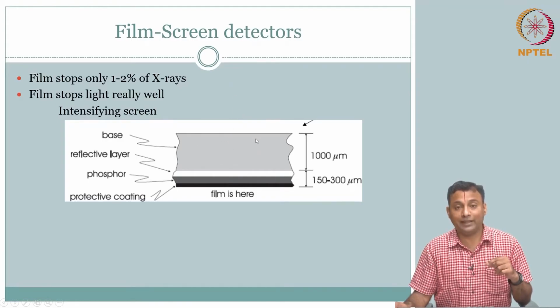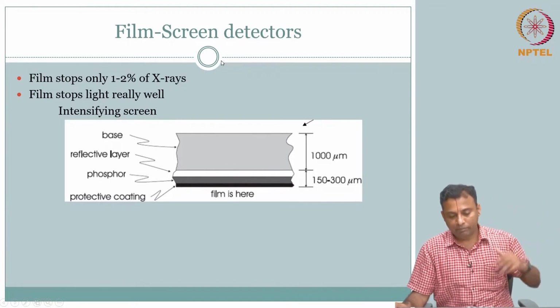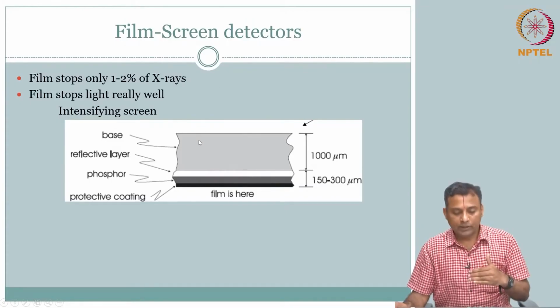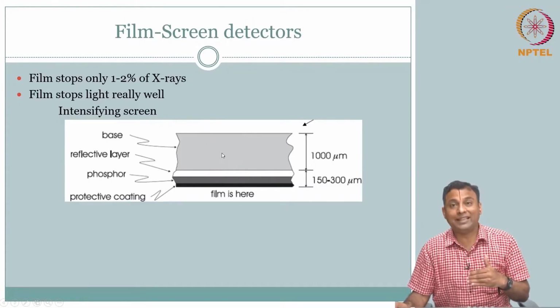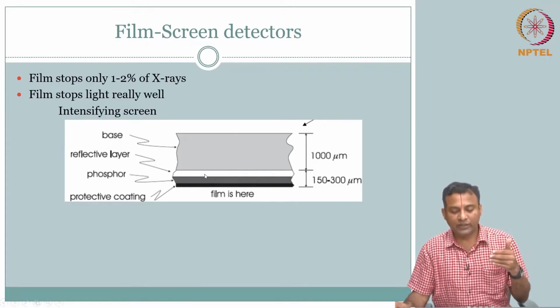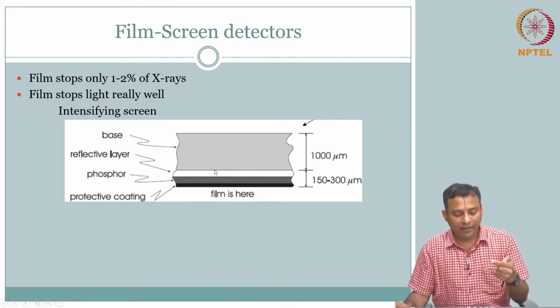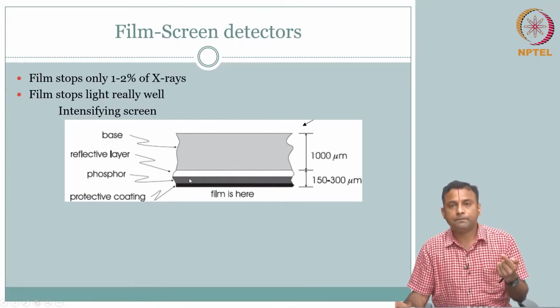These are all supposed to be transparent; they shouldn't interact with the X-rays. They should pass, because that's coming from outside the body. These are just providing some mechanical sturdiness. The film cannot hang in air, so the intensifying screen is there to support. You have some base, and after that, you have a reflective layer. What is the reflective layer? We'll talk about it after we talk about this phosphor.